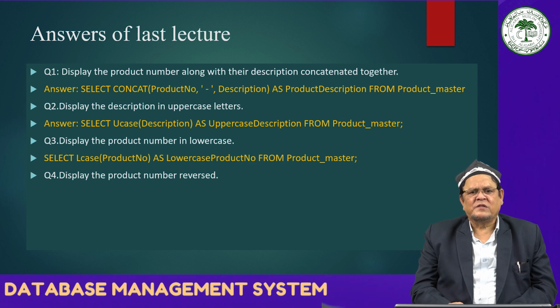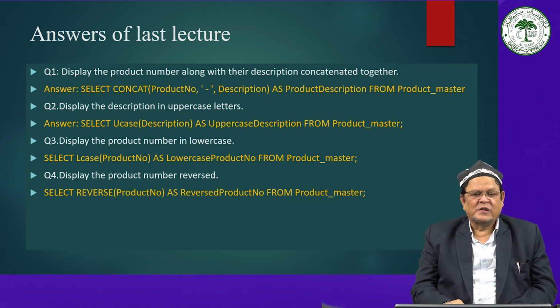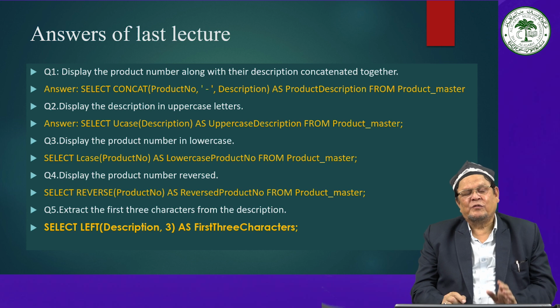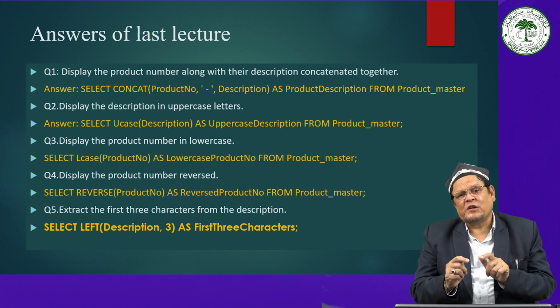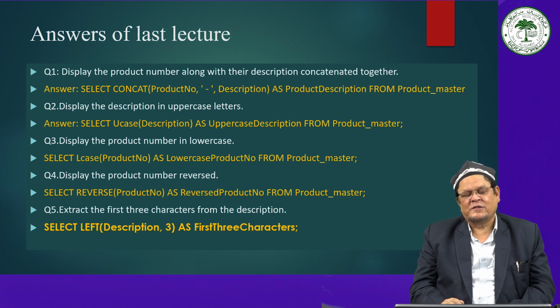The fourth question was display the product number reversed. For that the command is reverse. Select reverse product number as reverse product number from product master. The last question was extract the first three characters from the descriptions. For that we have to write select left description comma 3 within parenthesis as first three characters. It is called an alias.